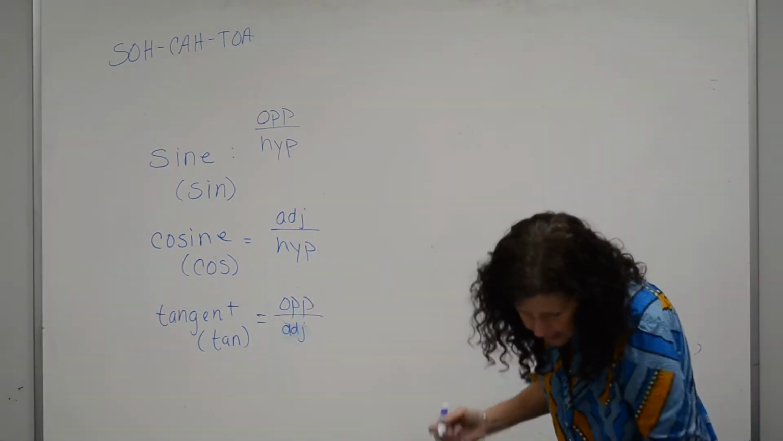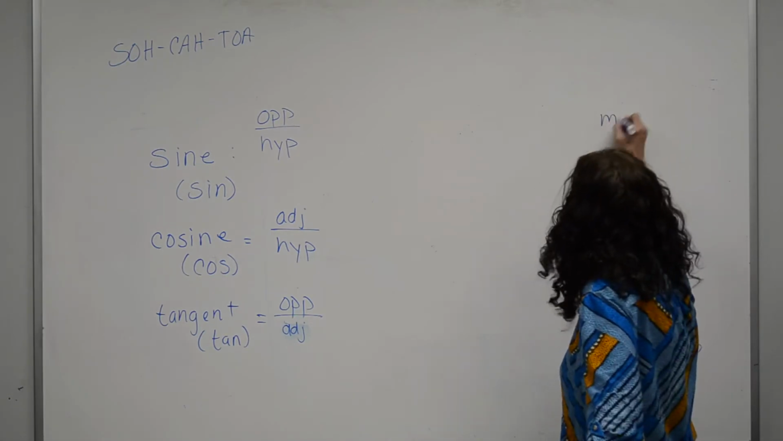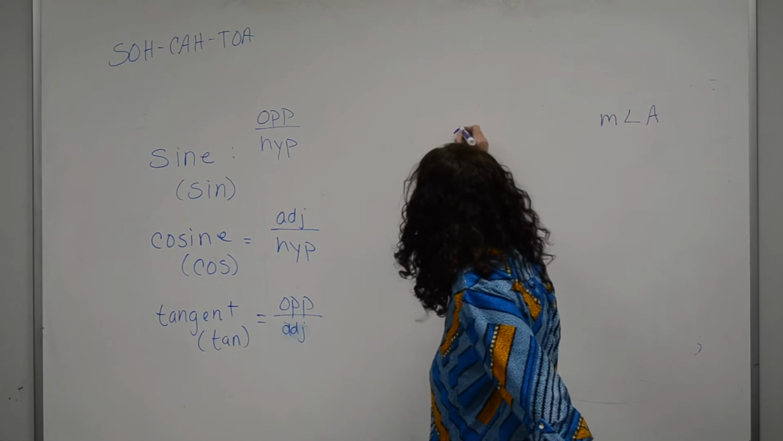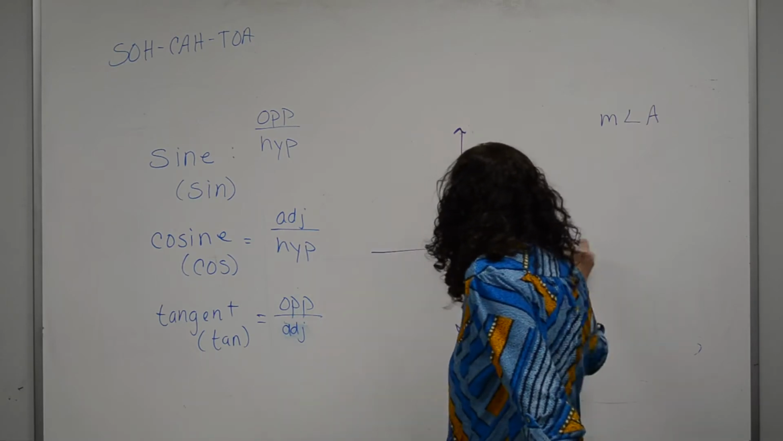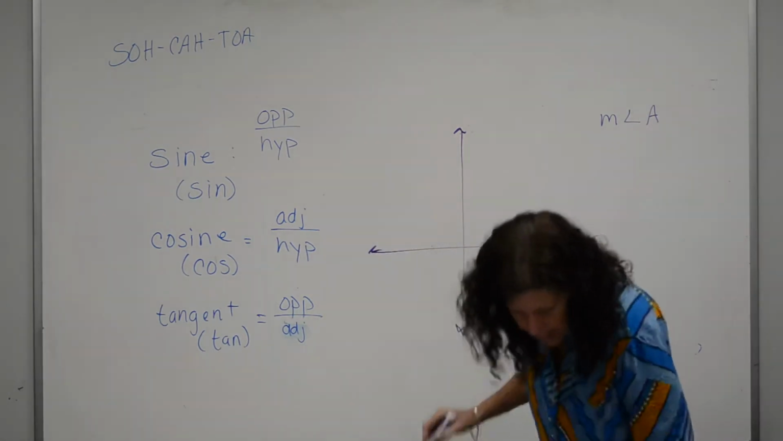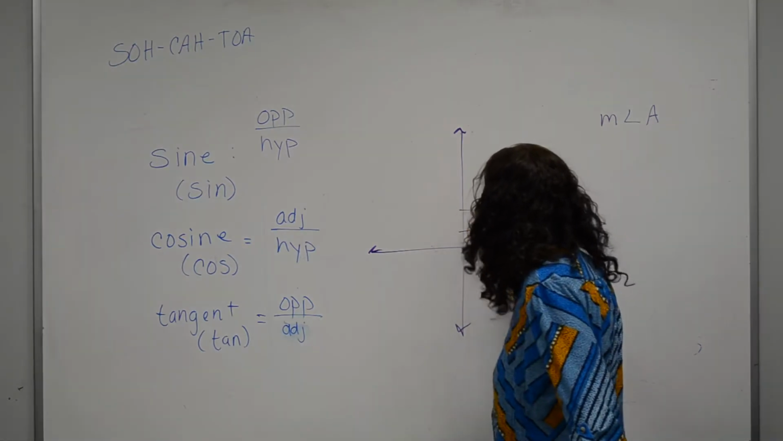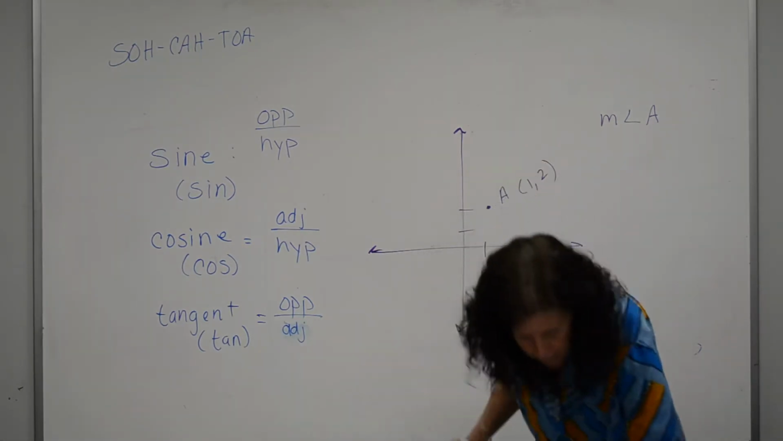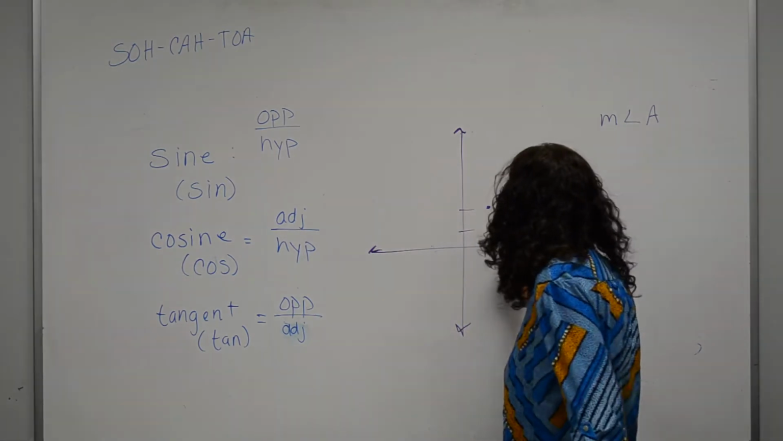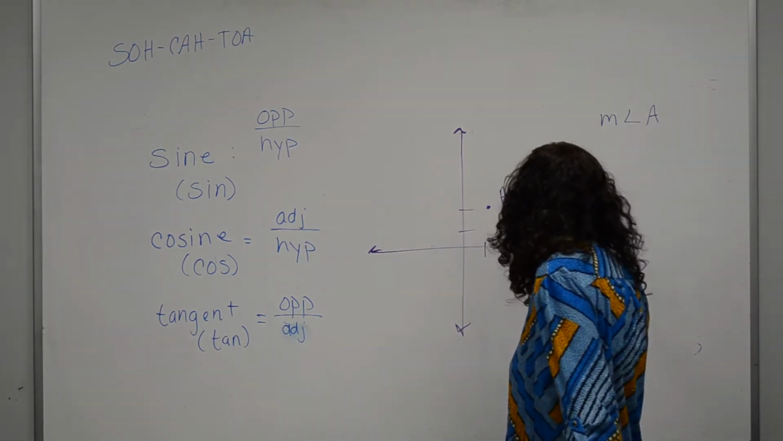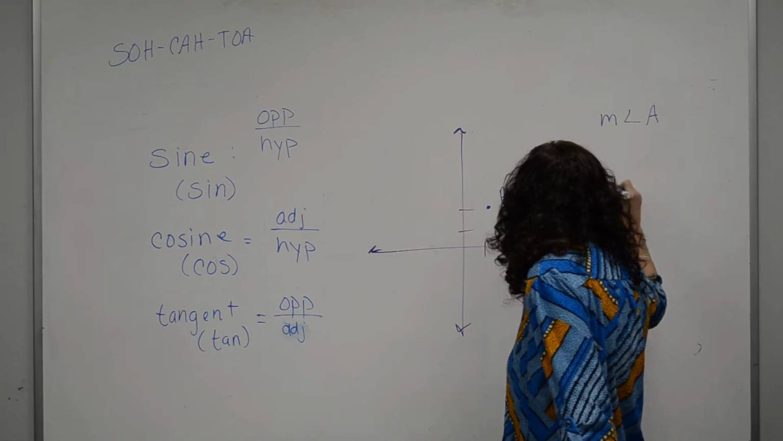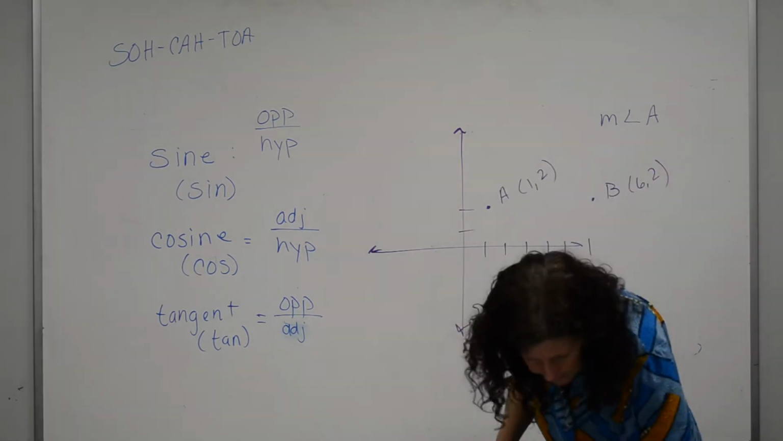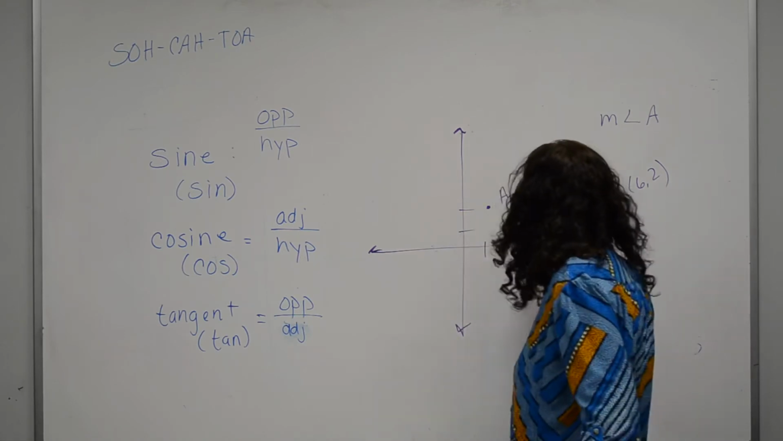Let's say I want to find the measurement of angle A, and it tells me that A is at 1, 2, B is at 6, 2, and C is at 5, 4.